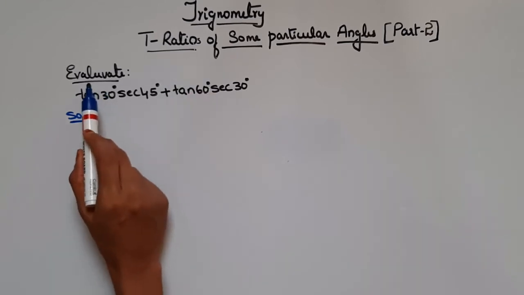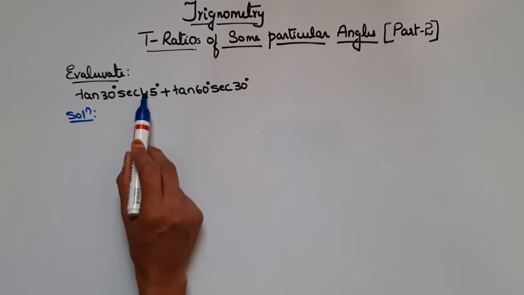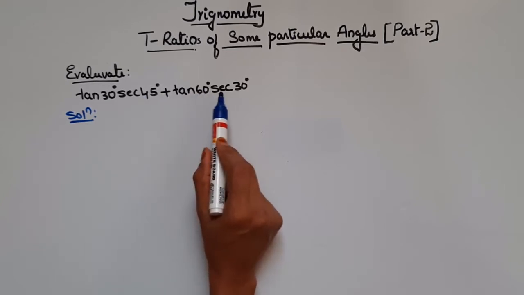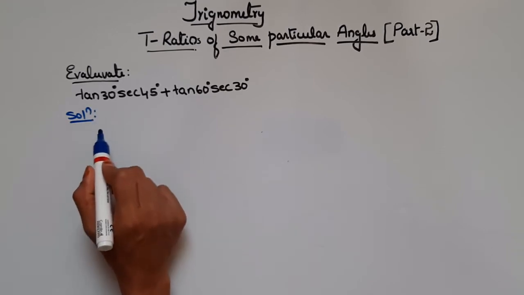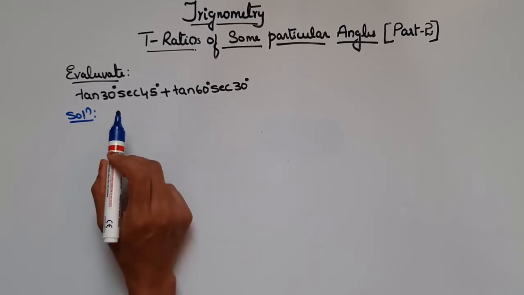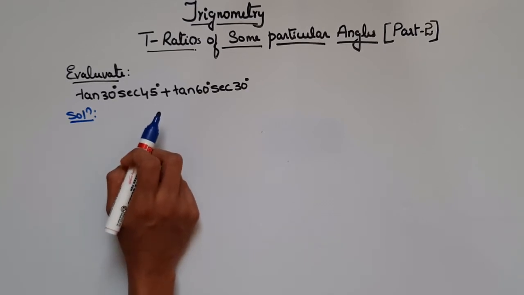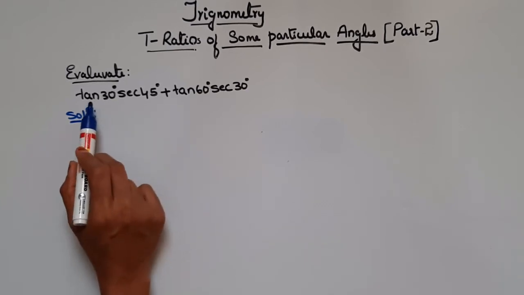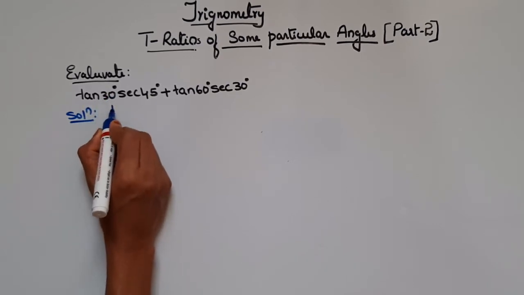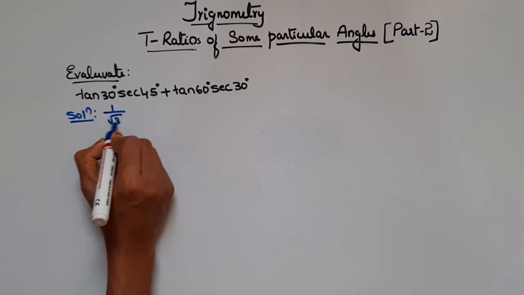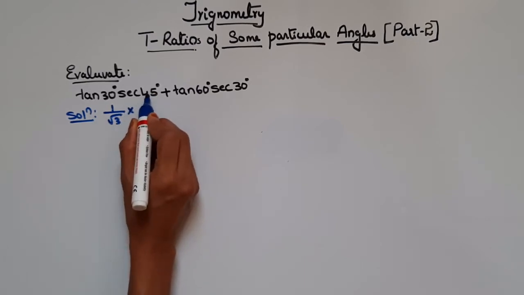Alright, here we have: evaluate tan 30 degree into secant 45 plus tan 60 degree into secant 30 degree. Now how to do this? In my previous video, we have seen the chart, right? Where we have seen all these values. So it's important to memorize those values. Alright. So here we have tan 30. Now what is tan 30? Tan 30 is 1 by root 3, right? Into secant 45. What is secant 45?